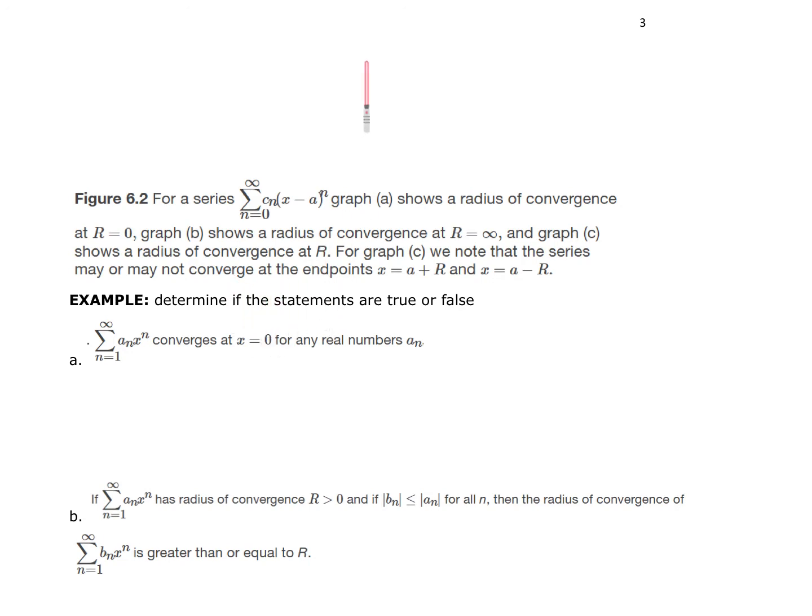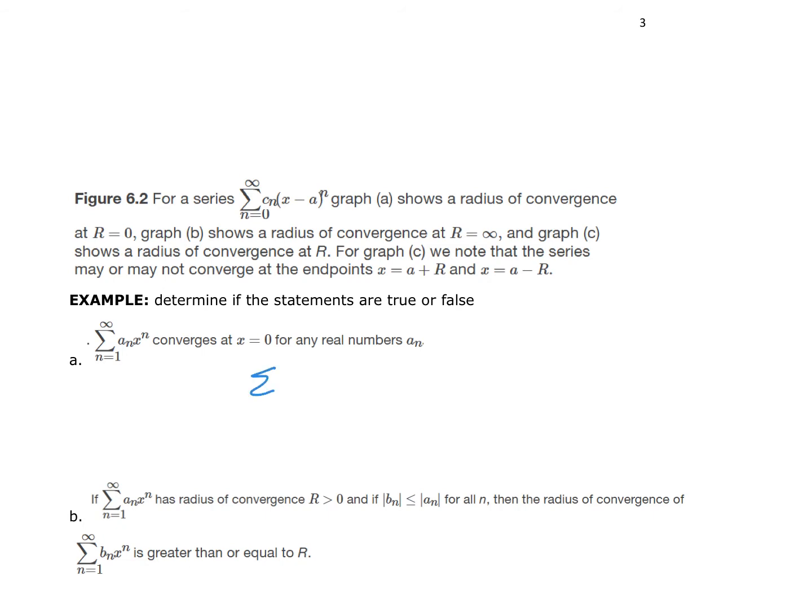This is referencing what was up above. So all of this is referencing what we just talked about. Now let's determine if these statements are true or false. For this first statement, that my summation of n equals 1 to infinity of a sub n, x to the n, converges at x is equal to 0 for any real number a sub n. So we have to determine if this is true or false.